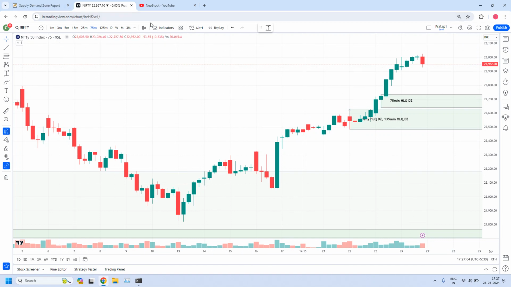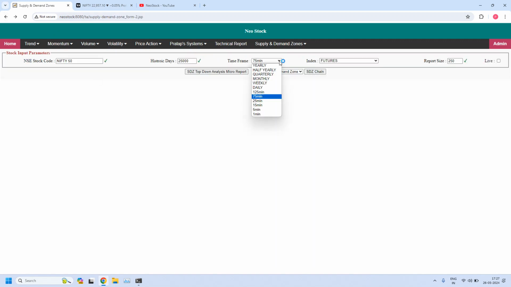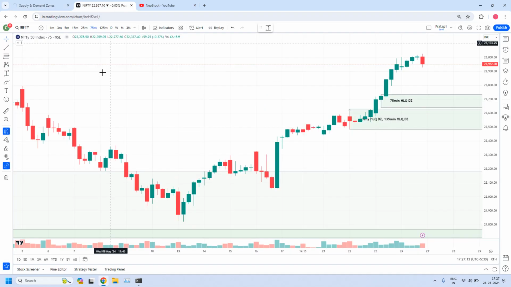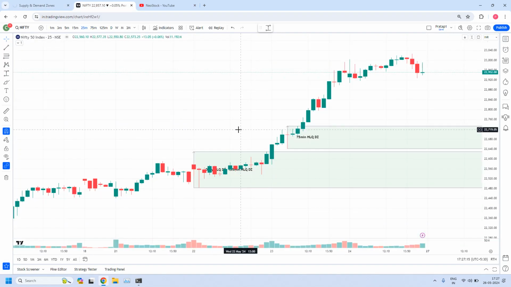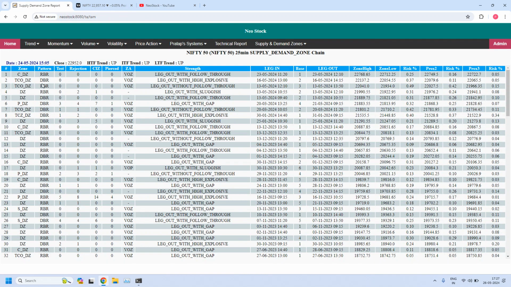Now what I do, I will generate the next report, that is the 25 minutes time frame. I am generating the supply demand zone chain. Here also I am changing the time frame to 25 minutes time frame. Okay, here you have a newly created high liquidity demand zone. This is on 23rd 5, 1121 base candle.